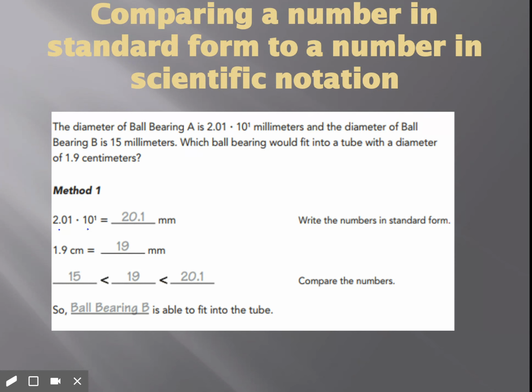And then the question is actually which ball bearing would fit into a tube with a diameter of 1.9 centimeters. So 20.1 millimeters, and 1.9 centimeters is equal to 19 millimeters. So basically, which one is smaller than 19? 15 is smaller. It's kind of a loaded question because it wanted us to convert centimeters to millimeters, but we wanted to know which one was smaller than 19, which in this case is 15. So ball bearing B would fit into the tube.